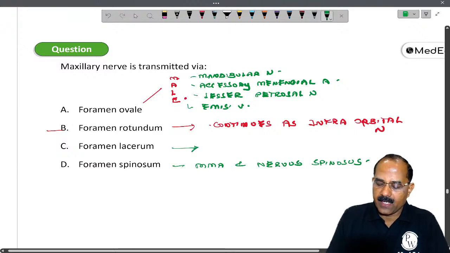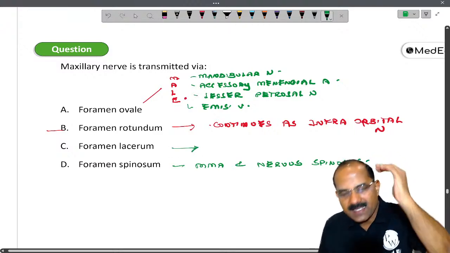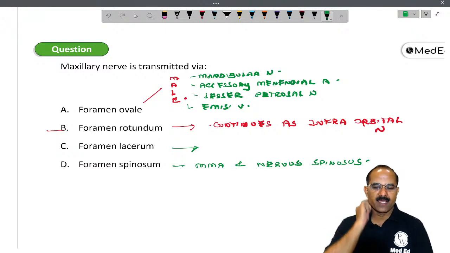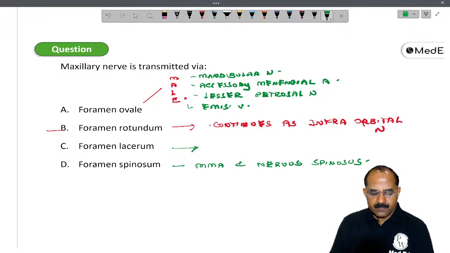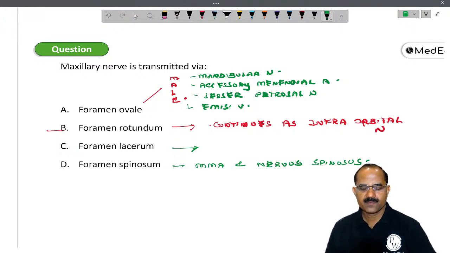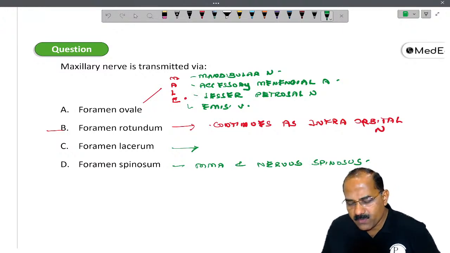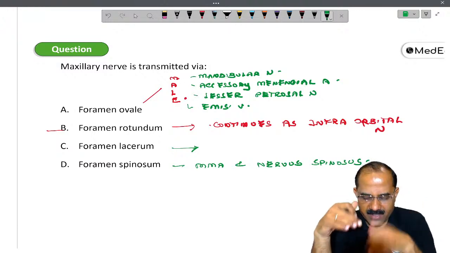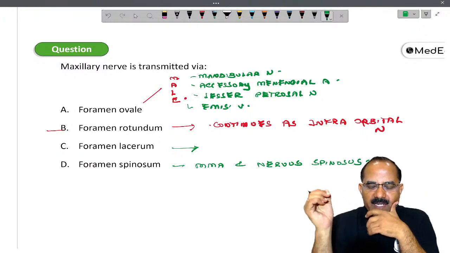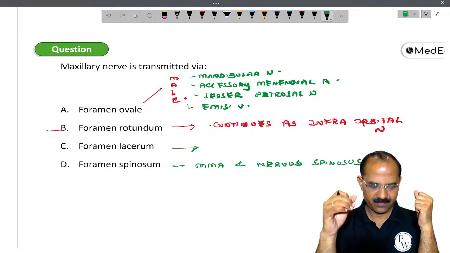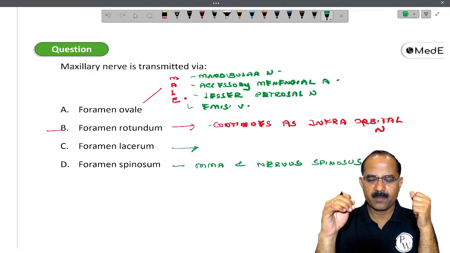Foramen lacerum. Can anyone tell me what passes through foramen lacerum? Anyone? Any guesses? Which MCQ number is this? Because the numbers are not written on the MCQ. So what number is that? Can anyone tell me which MCQ is going on now?